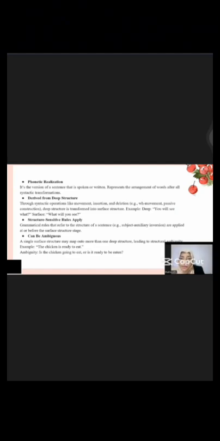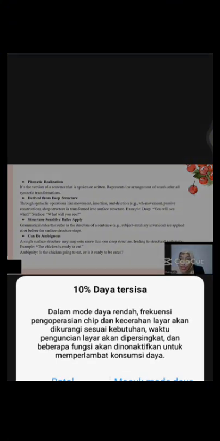And fourth, can be ambiguous. A single surface structure may map onto more than one deep structure, leading to structural ambiguity. For example, the chicken is ready to eat. The ambiguity is: is the chicken going to eat, or is it ready to be eaten?